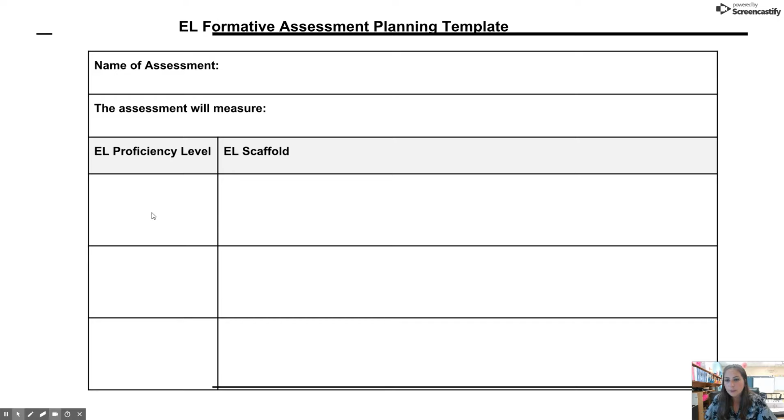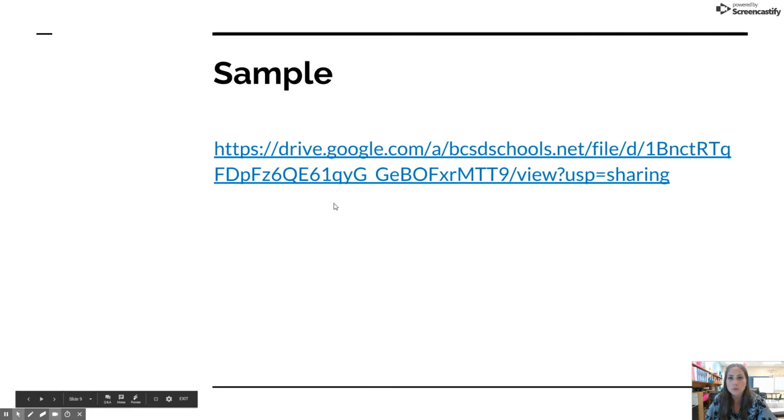And then over here, you can put your English learner proficiency level and then what scaffold you're going to provide, because you still want to measure the same thing as your students that are proficient in English. If you want to find out if your students can use commas, that's not going to change. You're measuring that for all students. What's going to change is the way that you support them, what scaffolds you use.